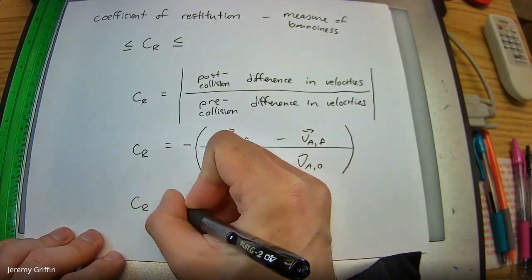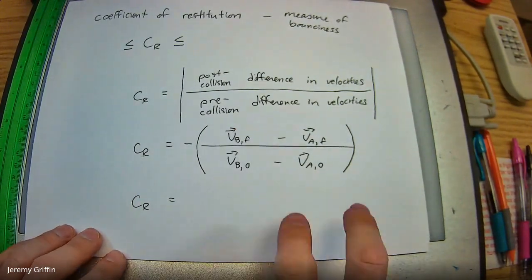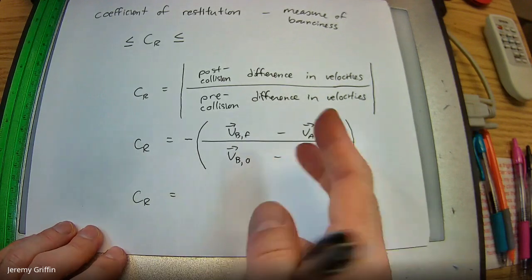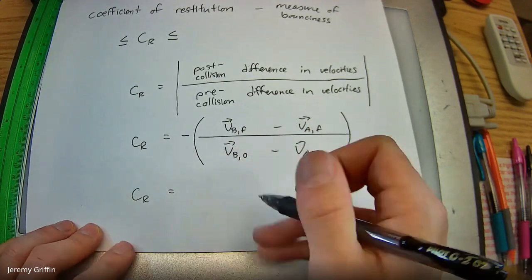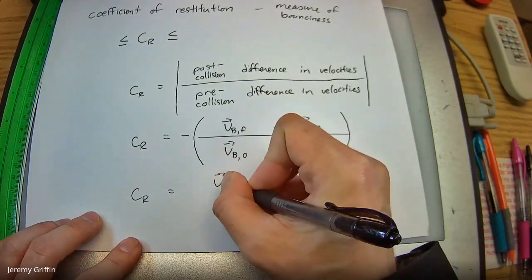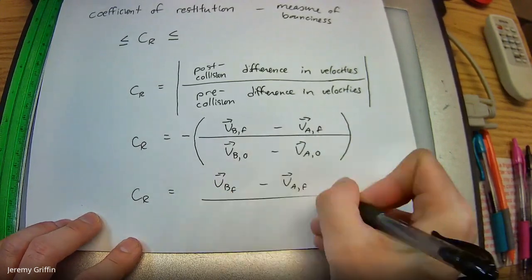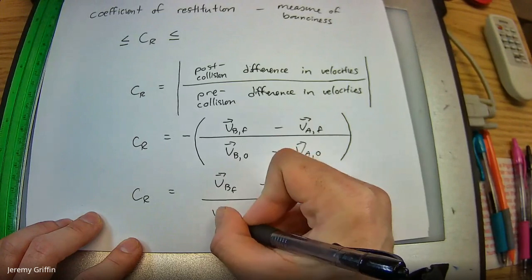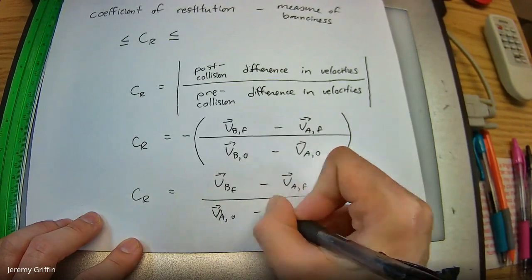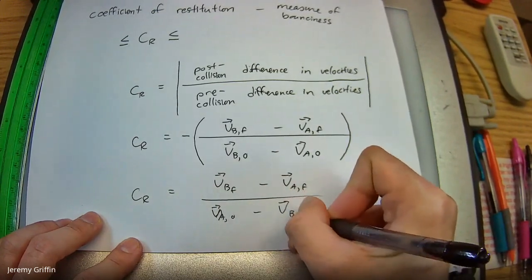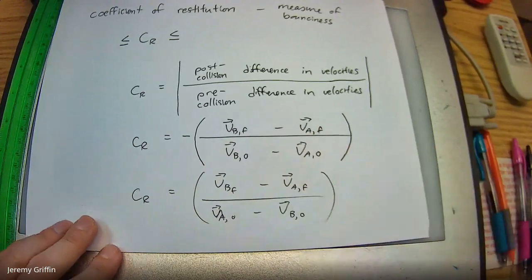I think what I printed on the poster though is an alternate way to handle it, which is just to swap two of the velocities. So you could also do this: velocity B final minus velocity A final over velocity A initial minus velocity B initial. You could also do that.